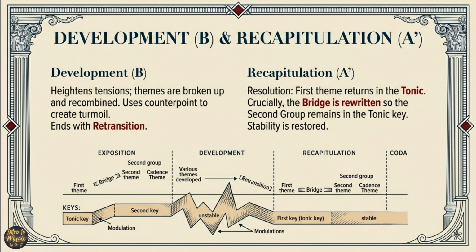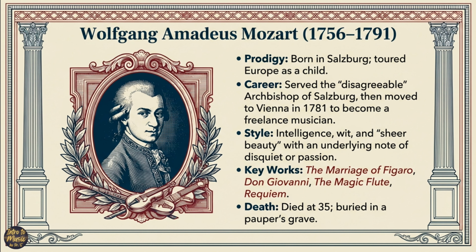Next comes the development. Here, the tension heightens. The themes are broken up, recombined, and tossed around in turmoil. The music moves restlessly through different keys until a retransition prepares us for the return home. Finally, the recapitulation resolves the tension. We hear the original themes again, but this time everything stays in the home key, providing a sense of stability and balance.